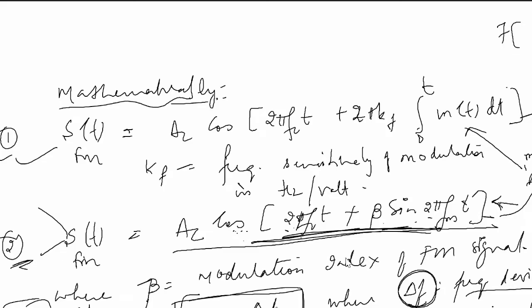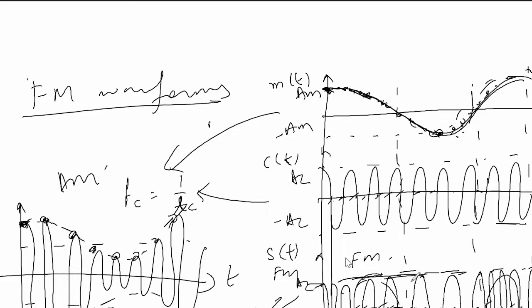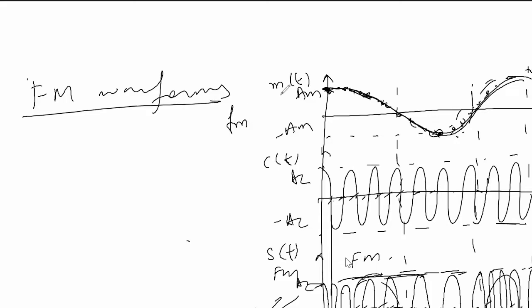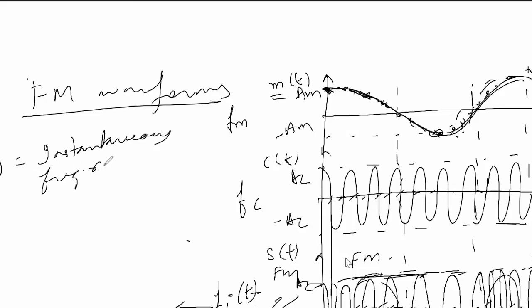Frequency deviation means, you see this waveform. In this waveform there are two frequencies now. So basically we have three frequencies. FM is the frequency of the message signal, FC is the frequency of the carrier signal, and once frequency modulation has taken place, we get a new frequency which is called FIT. FIT is the instantaneous frequency of the FM signal.